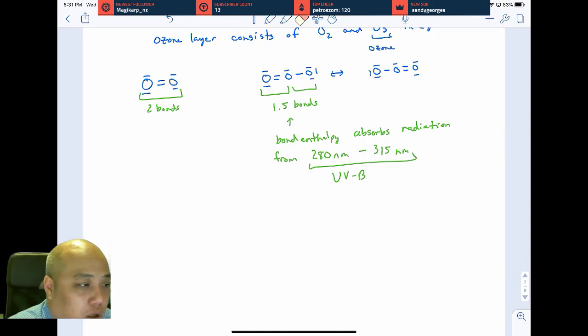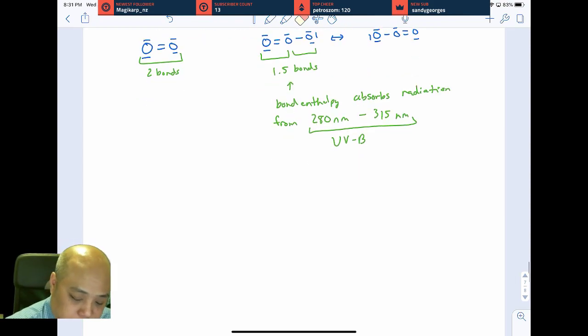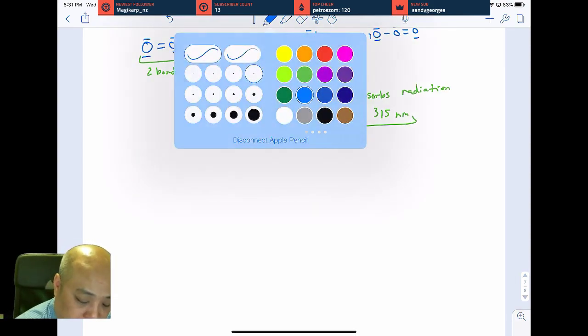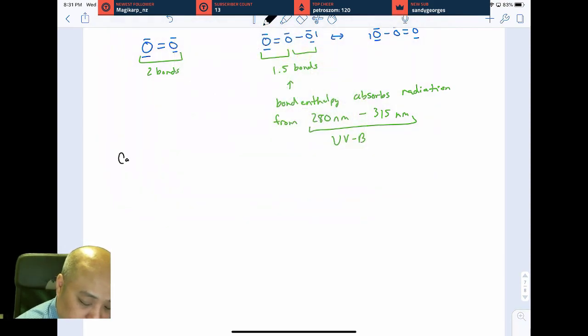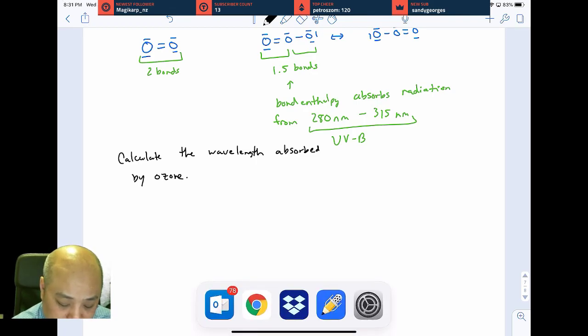So that's the purpose of ozone. Ozone's bond strength, because it's a little bit less than oxygen, absorbs at just the right frequency to be able to do that. And so they might actually ask you to calculate the wavelength absorbed by ozone. This is the last calculation we'll do for today, and then we'll call it a day.